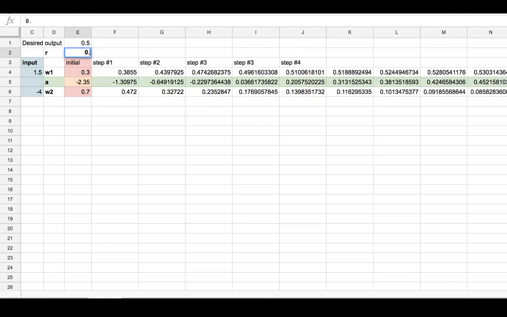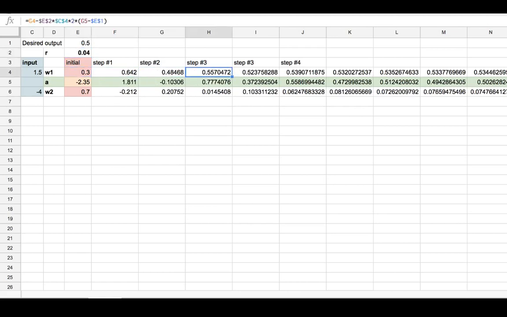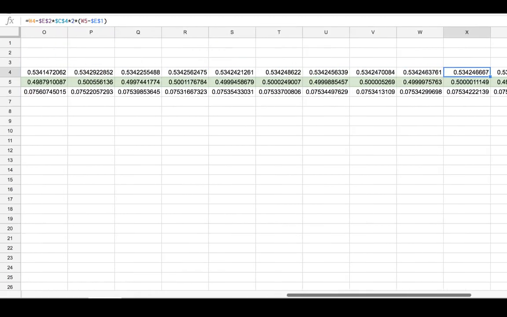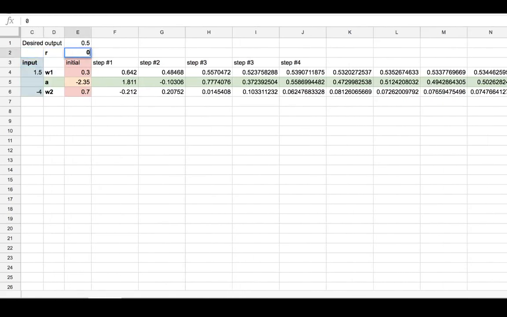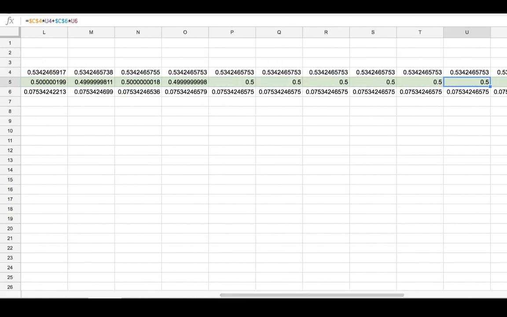learning rate, and some experimentation might be required to get to a good value, but this was the value that I ended up using. Could be a little bit higher maybe. But anyway, that is how we have optimized, and finally we get to this result that W1 ought to be something like 0.534 and W2 ought to be something like 0.075.